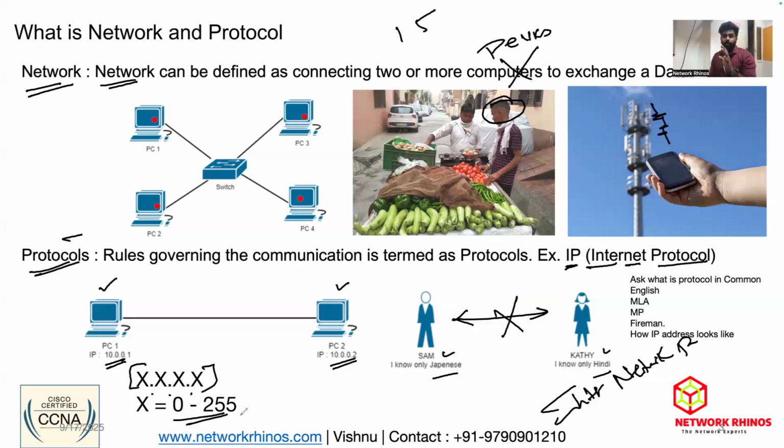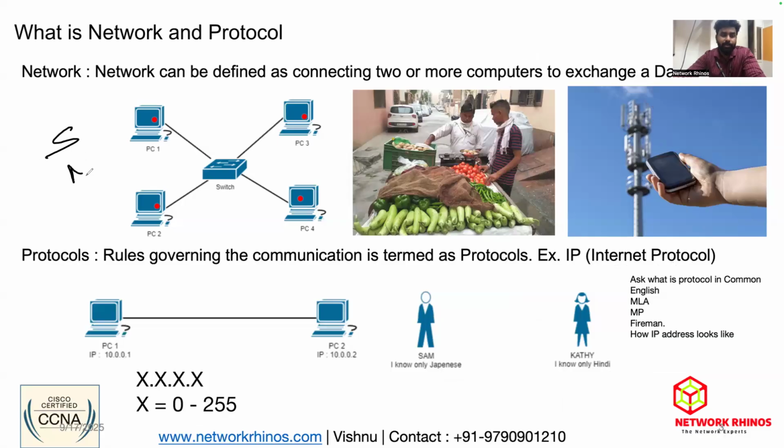See, for a number to be an IP address, the condition is very simple. It should have 4 numbers and each number should be in the range of 0 to 255. Okay. So you guys can respond in chat, yes or no, with the answer whether the given IP address is right or wrong. Let's start with this one.